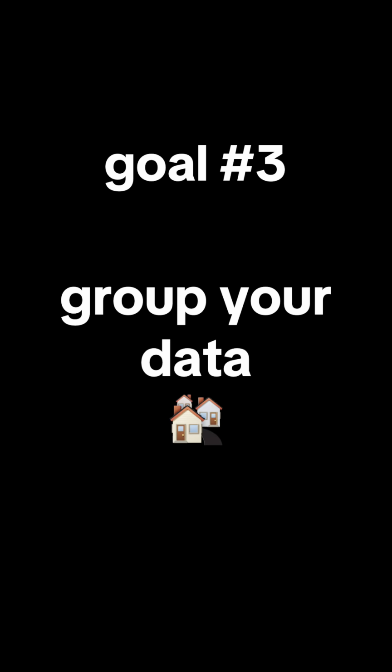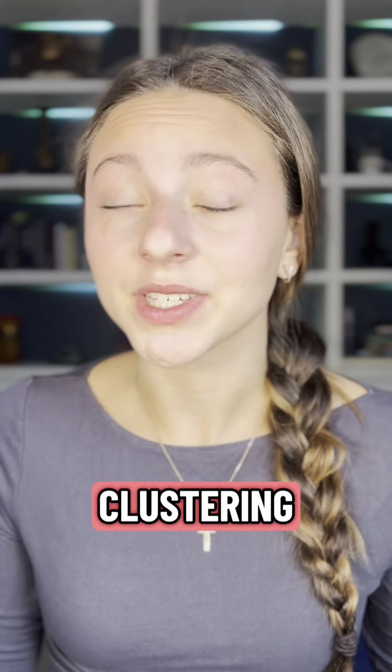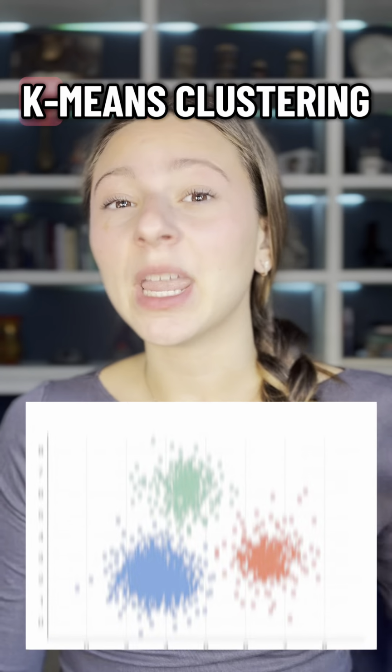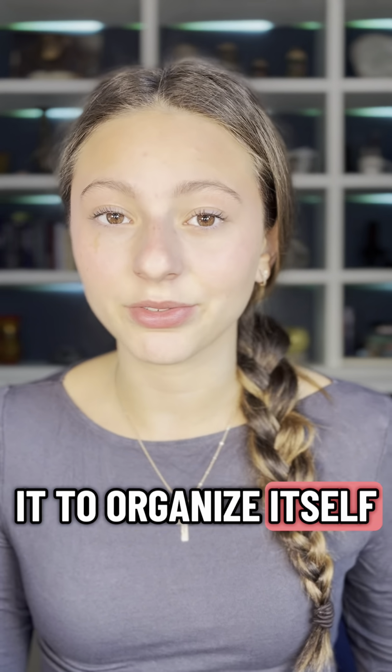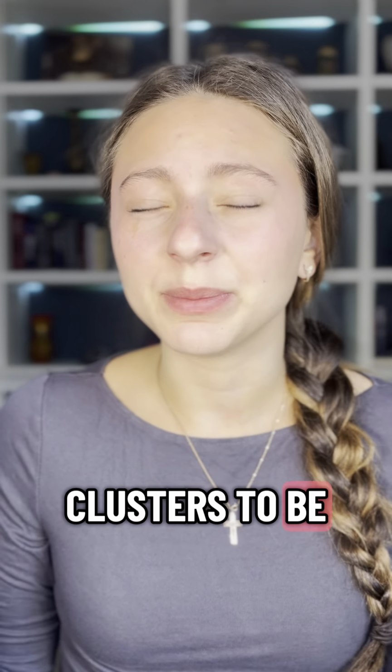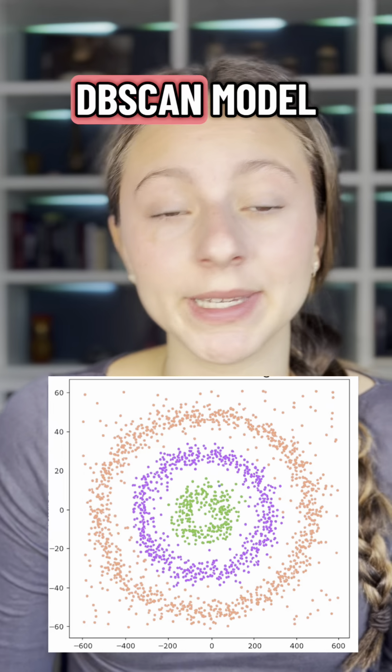Now, if your goal is to find natural groups within a dataset, then you're clustering. The obvious model here is k-means clustering, and it's great for when your data doesn't have labels and you want it to organize itself. However, if you expect your clusters to be weirdly shaped or you have data with a lot of noise, I would consider trying out the DBSCAN model.